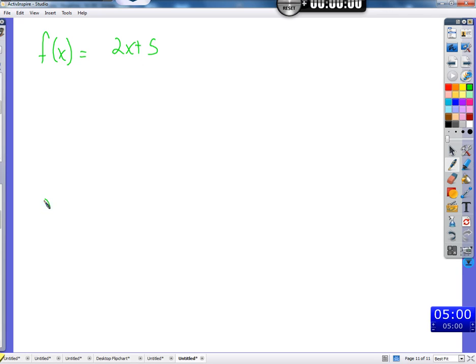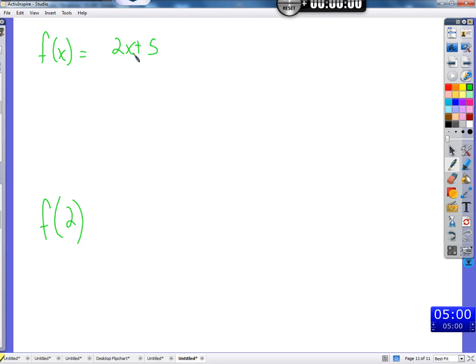Well, what does this mean? What does that mean? F of 2. We read it as f of 2. What does f of 2 mean? Substitute 2 in for the x. That's exactly what it wants you to do. It does not mean multiplication. It never means multiplication. Don't think it means multiplication. Okay, it just means substitute 2 for x. So we put 2 in there. 2 times 2 is 4. 4 plus 5 is 9. Okay, so you put in 2 and you get out 9.